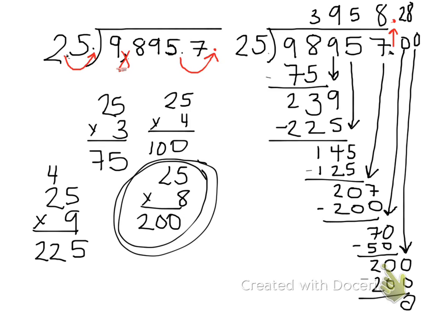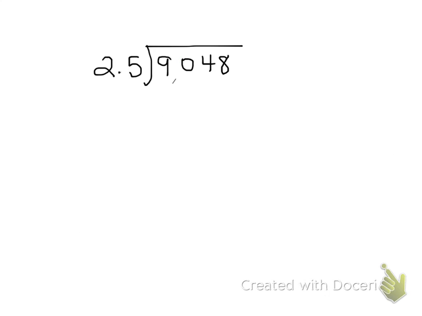I'm going to do another example in case you want to watch it again. In this question, we have 2 and 5 tenths divided into 9,048. I'm just going to move this over to the top here.